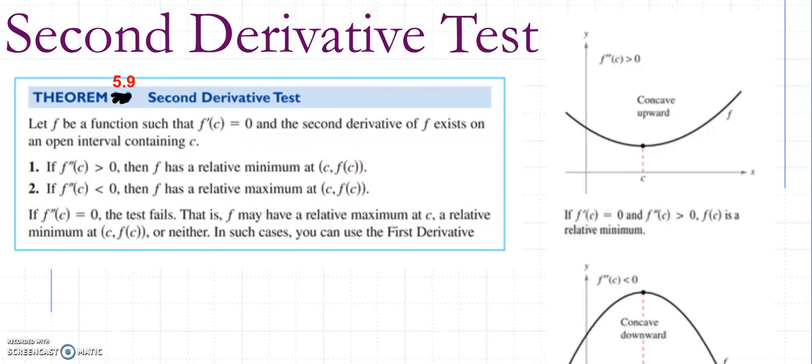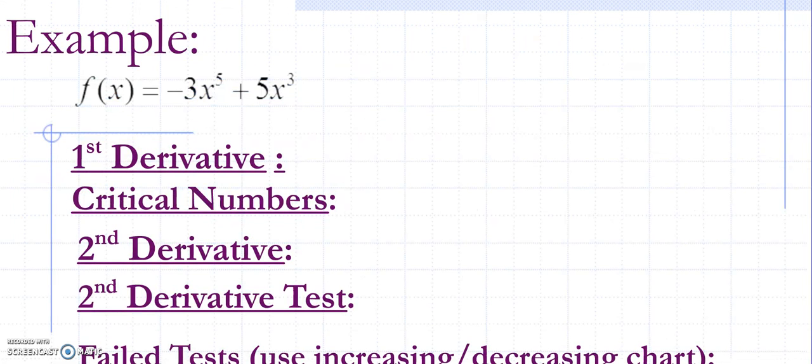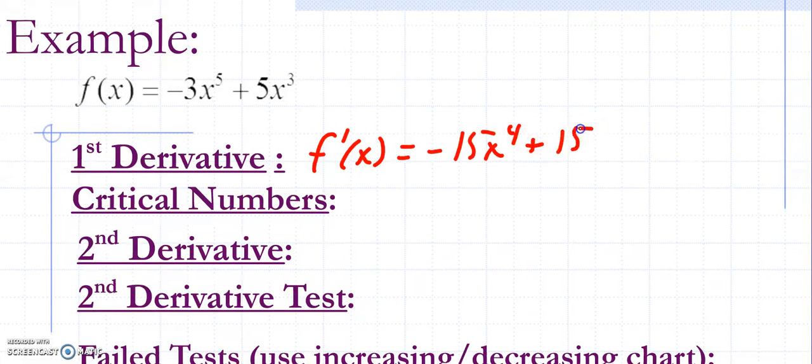All right, that was a lot of rambling. So let's just get to it. All right, so we're going to go through this example together, and then you will do one on your own. First derivative. So f prime of x equals negative 15x to the fourth plus 15x squared.